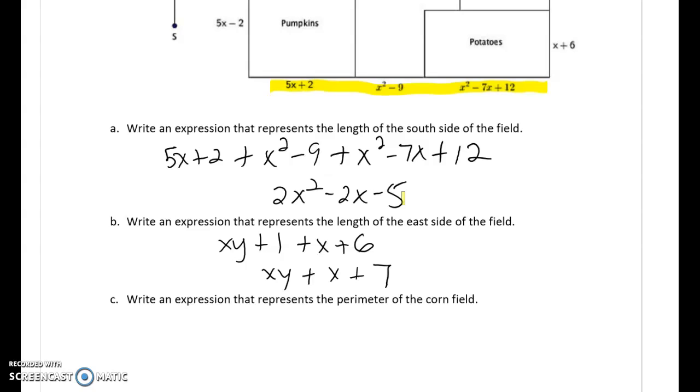Part B says write an expression that represents the length of the east side of the field.